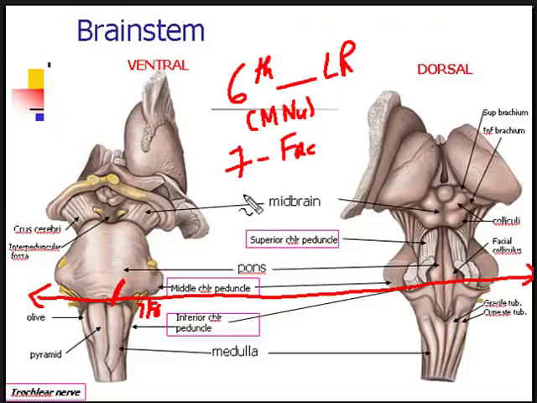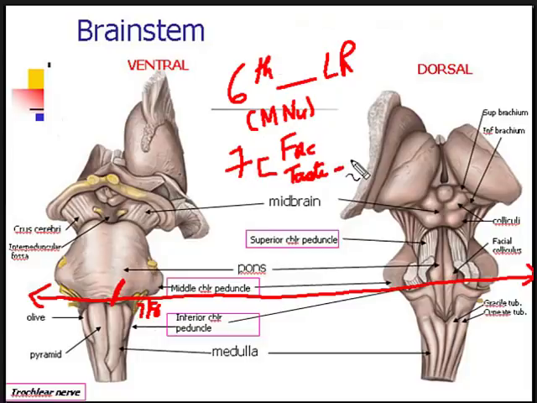Then the 7th also carries taste fibers. So you'll see a little bit of that tractus solitarius up here. You may or may not see it. If it's not shown, it's just that the section's been taken higher up. But if you see it in some books, just remember that's because it's responsible for carrying taste.